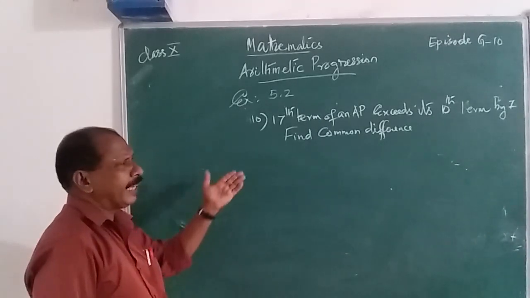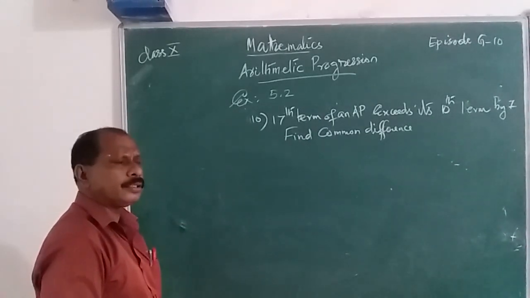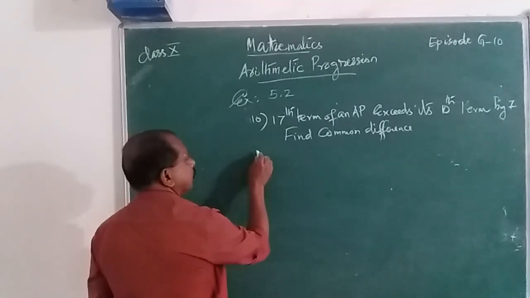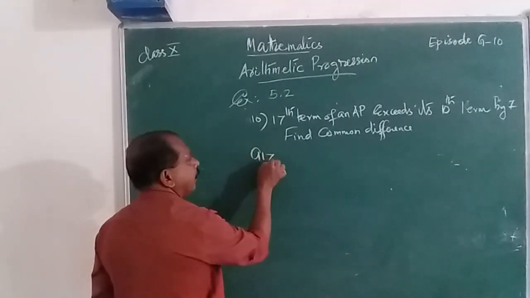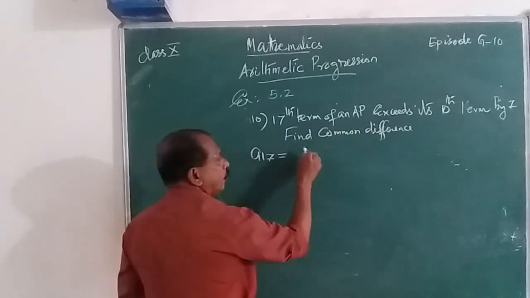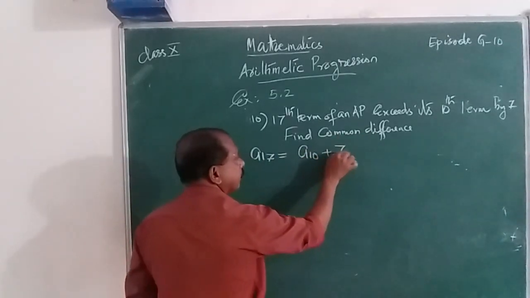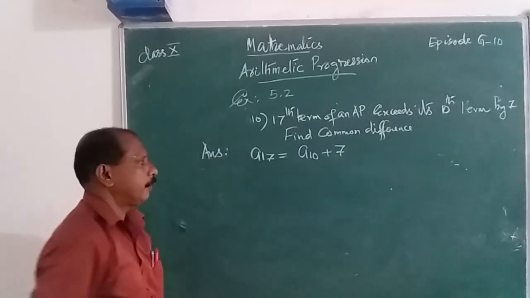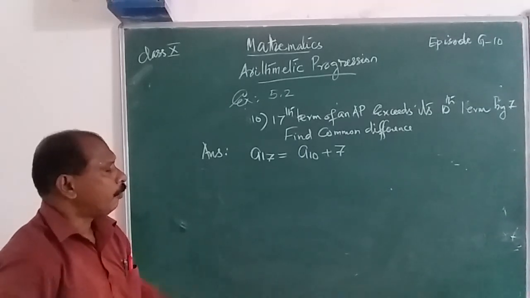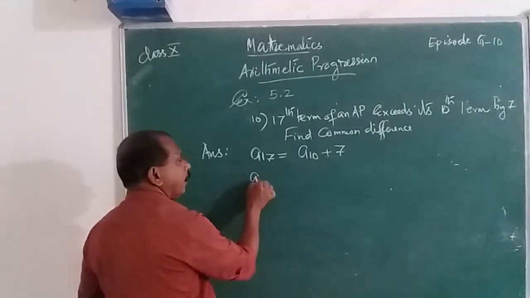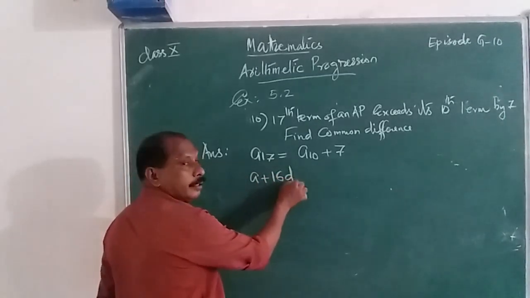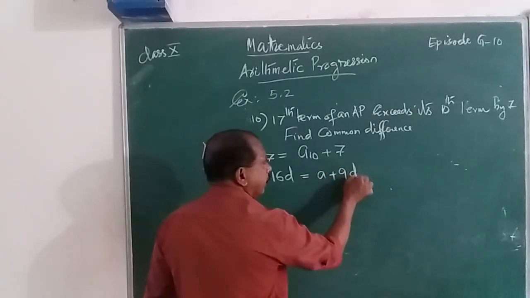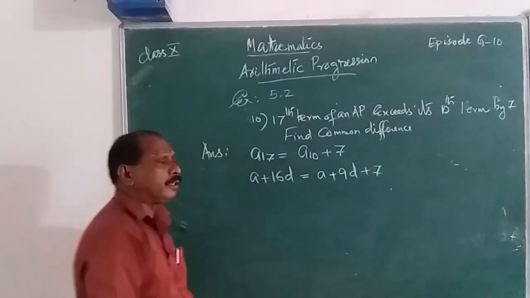The 17th term of an AP exceeds, which means it is increasing by 7 over the 10th term. That is, A17, the 17th term, is equal to A10 plus 7. This is the equation. What is A17? A plus 16D is equal to, what is A10? A plus 9D plus 7. That is an equation with A and D.